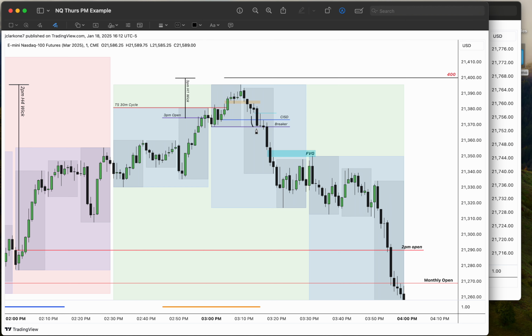I'll enter one here. So at the close of this candle, I'm in. And yeah, I could get in here, I could get in here, any candle, after the CSD, as long as it's within your risk. Whatever risk you take is up to you guys. But yeah, I'll enter on the close of that candle.